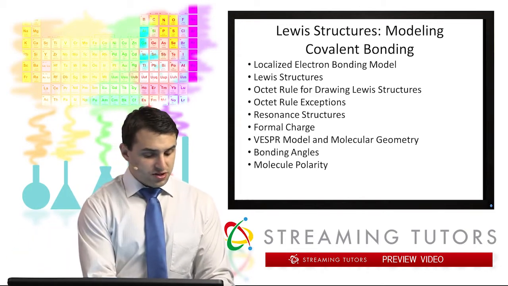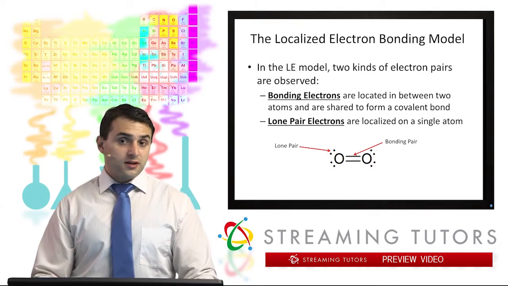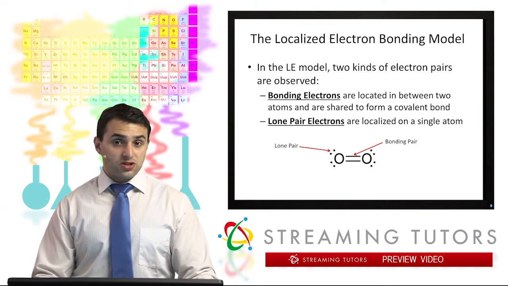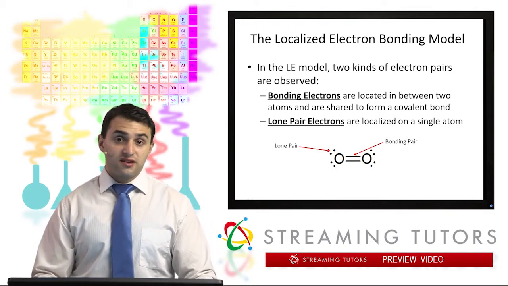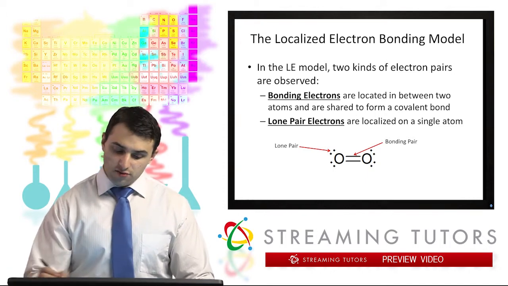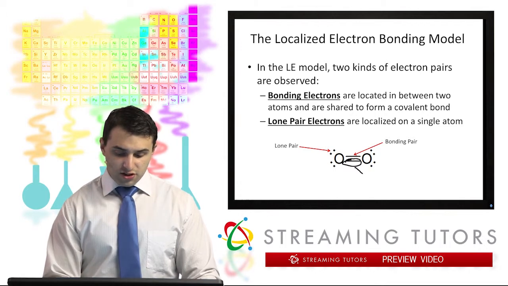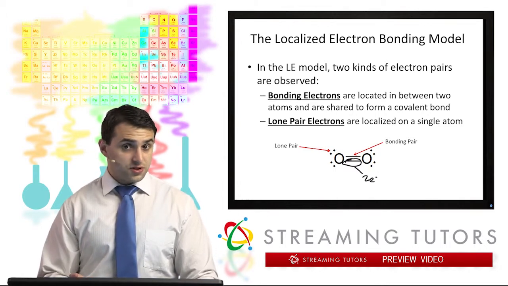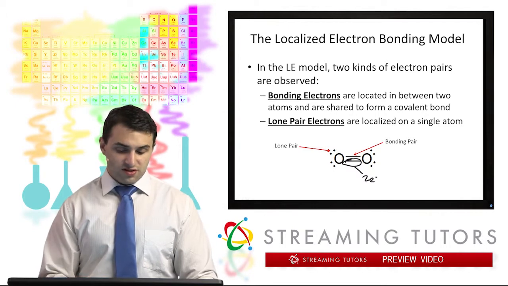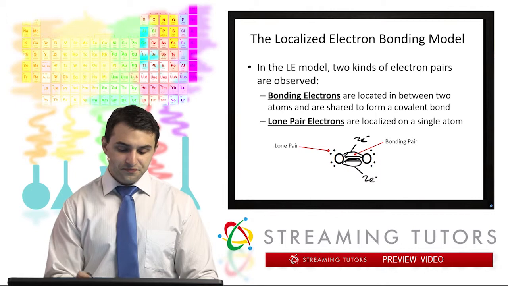In the Lewis structure model, we're going to be using what's called the Localized Electron Bonding Model. There are two kinds of pairs of electrons in this model. The first is bonding electrons. Those are just the electrons that are involved in making bonds. If we look at a bond like this over here, that's 2 electrons in that bond. Each bond is 2 electrons. So in a double bond, there are 4 electrons because there are 2 of these lines, and each of them is 2 electrons.